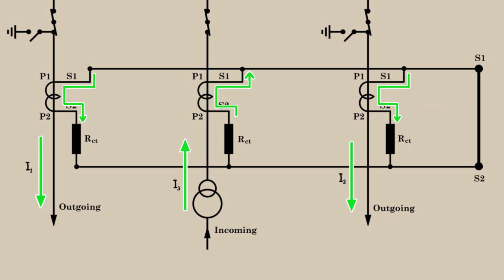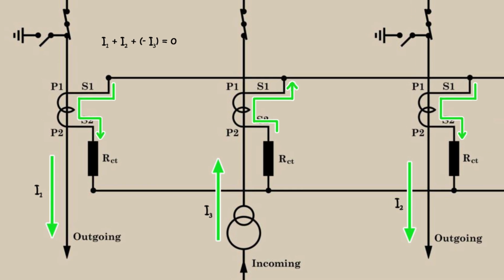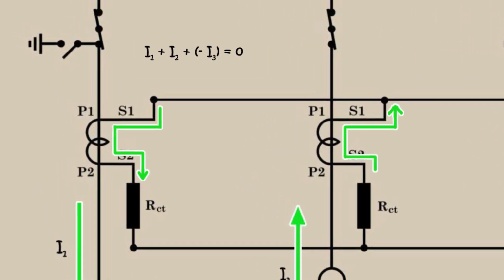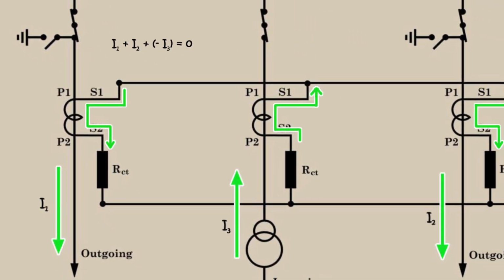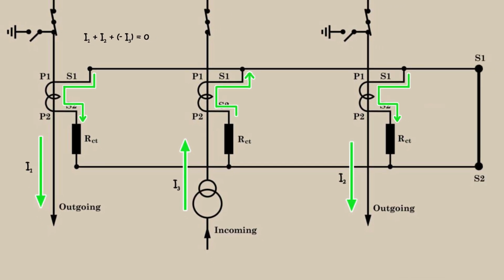If we add these three currents, taking the outgoing feeder direction as positive and the incoming feeder direction as negative, the total current is I1 plus I2 minus I3, which will be 0 because the total current entering the incoming feeder is actually divided into two parts, I1 and I2. As per Kirchhoff's current law, if we consider the bus as a junction, the sum of all incoming currents equals the sum of all outgoing currents.